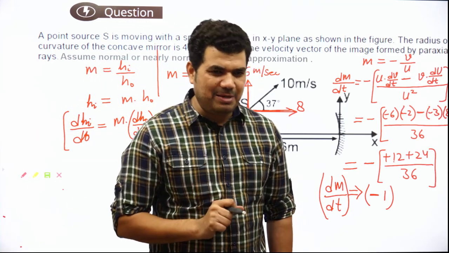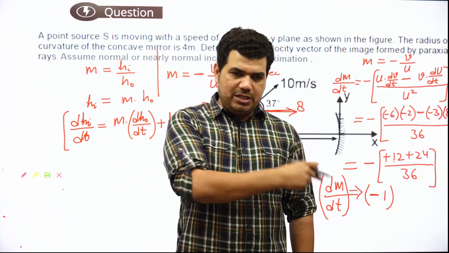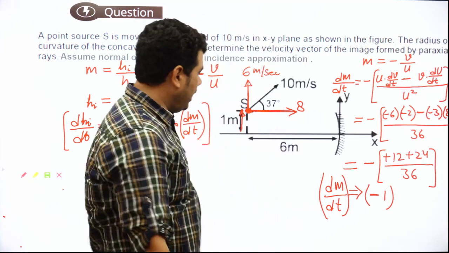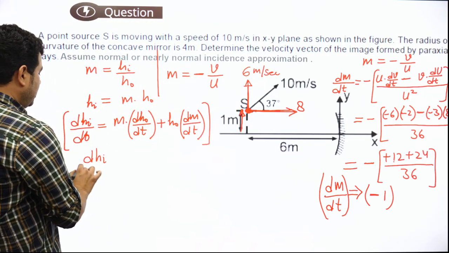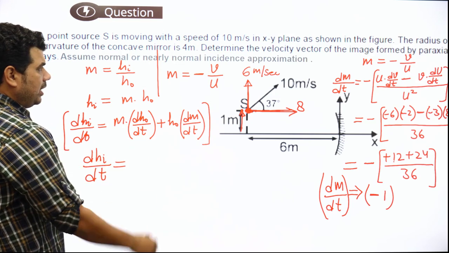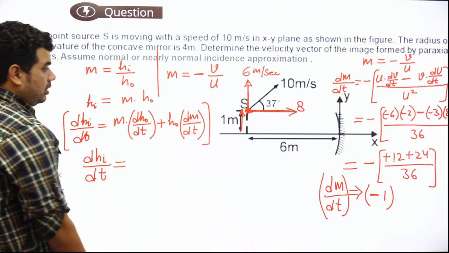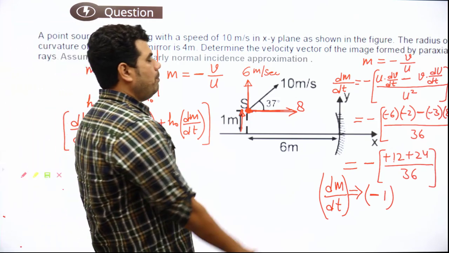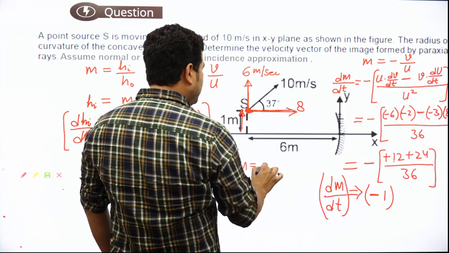Again, Mansi, it's not correct. Yes, Abhinav, minus 1 is here, right? And now, if we put here dho by dt, that we have to find. So, what is m? What did we find for m just now, children? Yes, minus v upon u. So, minus v upon u. So, let us calculate the value of m again.